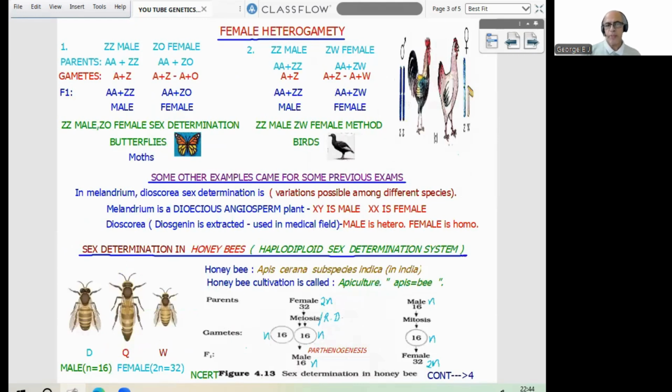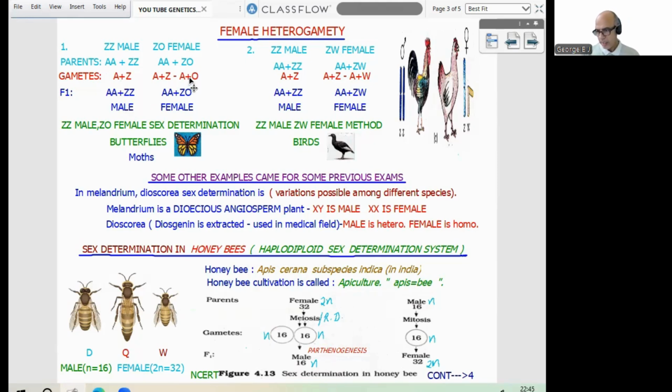Female heterogamety. That means the female will be able to produce two types of gamete. First one, here we can find Z male, Z0 female. So parents will be A plus Z, A plus Z0. Gametes will be A plus Z, A plus Z and A plus 0. So A plus Z, A plus Z, that is A plus Z male. Because female heterogamety we are discussing.